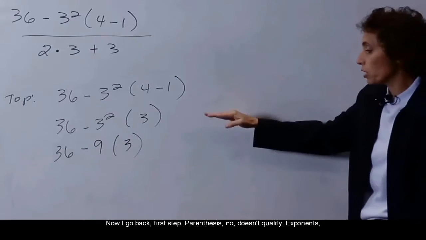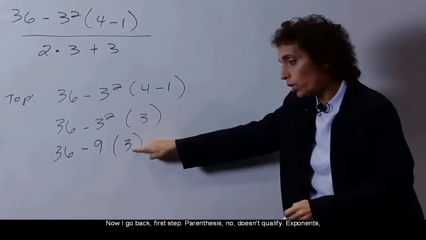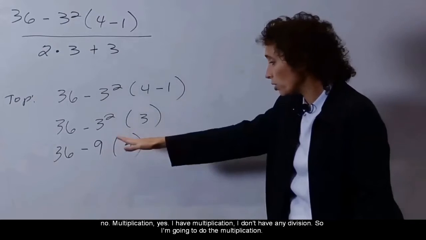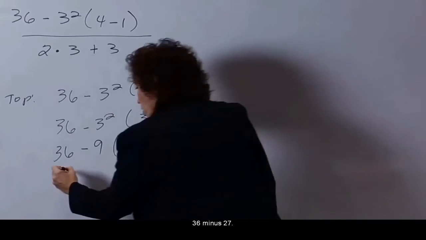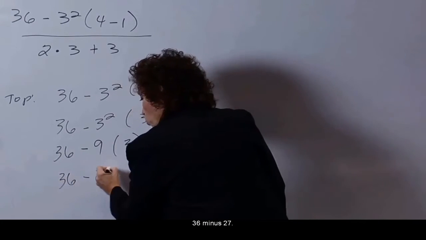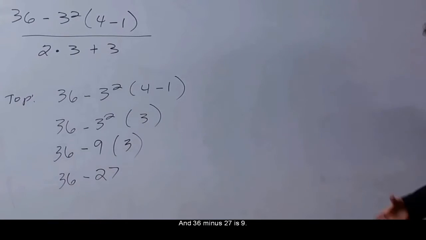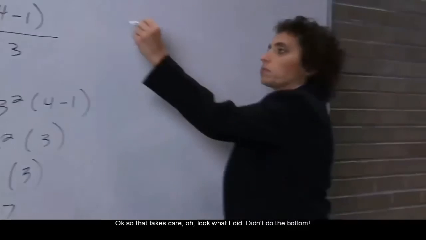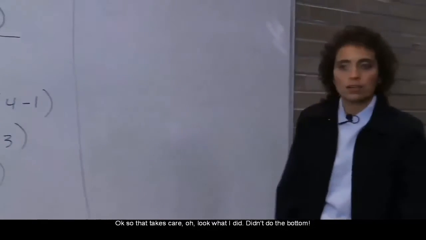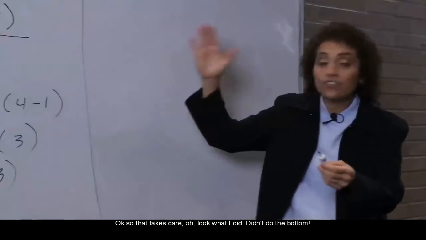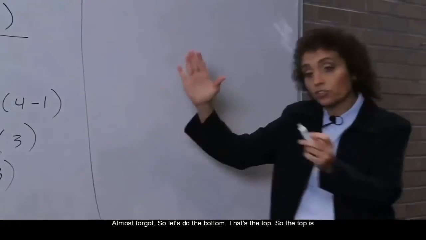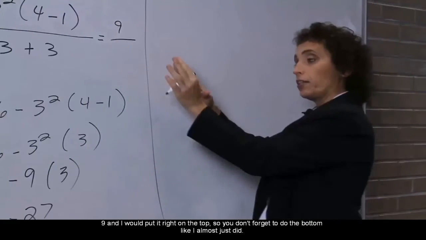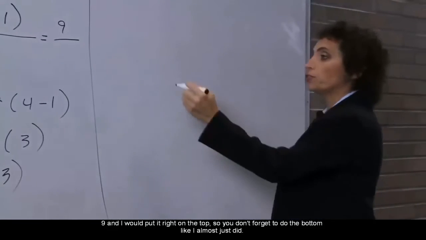Now I go back, first step. Parentheses, no, doesn't qualify. Exponents, no. Multiplication, yes. I have multiplication. I don't have any division, so I'm going to do the multiplication. 36 minus 27. And 36 minus 27 is 9. Okay, so that takes care of the top. Oh, look what I did. Didn't do the bottom. Almost forgot. So the top is 9, and I would put it right on the top so you don't forget to do the bottom like I almost just did.